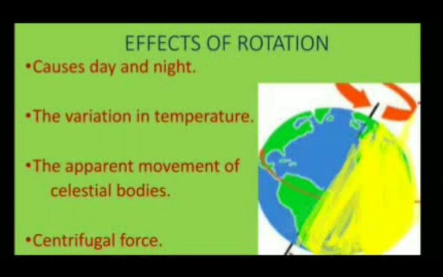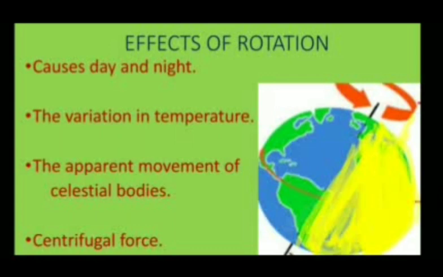The apparent movement of celestial bodies. Just take an example, if you are going in a bus or a train, you find that the things outside, like the trees, houses, poles, are moving to the opposite side. So what is moving? It's the train or bus that is moving, not the trees or houses. In the same way, when the earth rotates, we find that the sun is moving, but it's not the sun, it is the earth which moves.